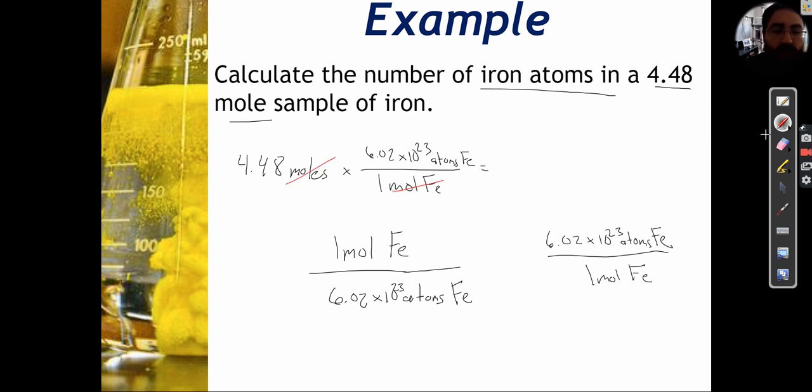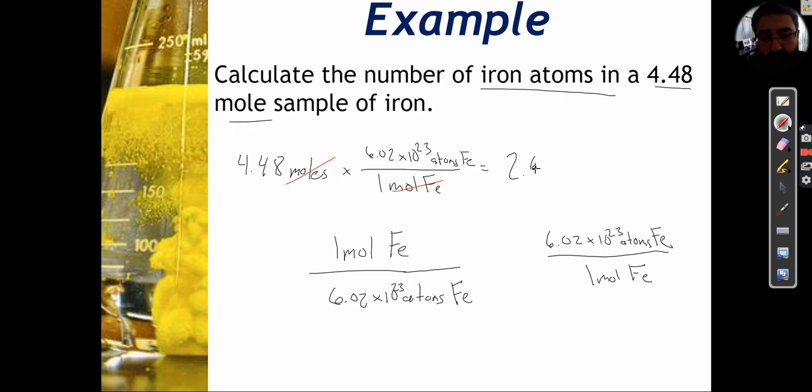The only thing left over is atoms, which is what we were looking for. And I'll just multiply these out. Now, some of you haven't learned how to put this in the calculator, but you should practice putting things in your calculator. And don't use your phone calculator. Please try not to use your phone calculator when you do these. Use your graphing calculator so you can get more familiar with it.